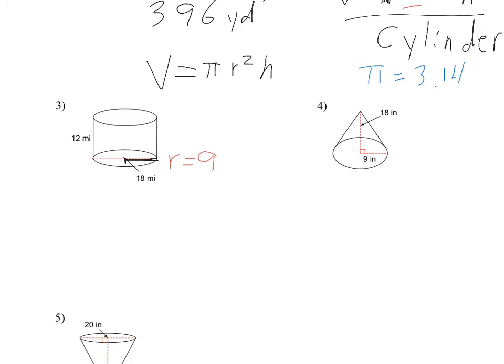Because what this is here is the diameter. The diameter is equal to twice the length of the radius. So that's where this came from, because I need the distance from the center to the edge, not from edge to edge. That's why it's 9 and not 18.